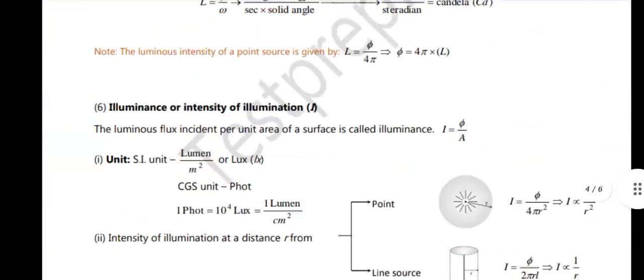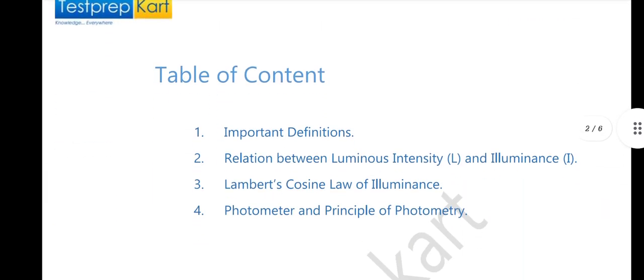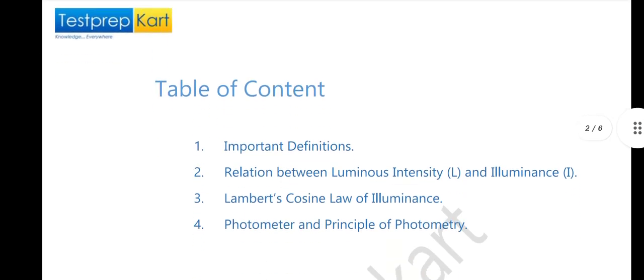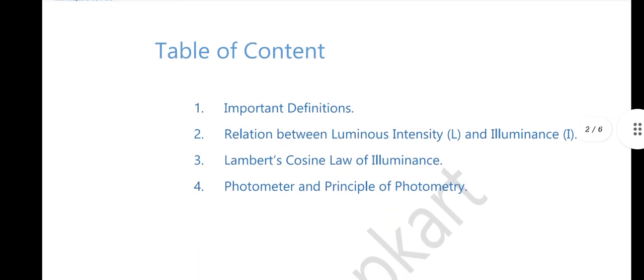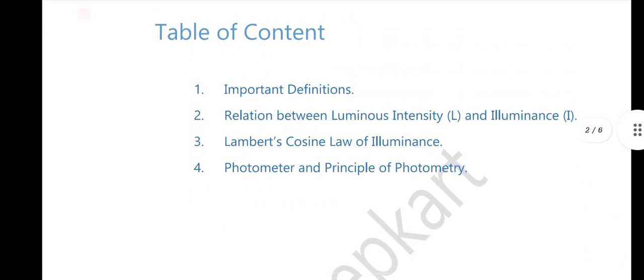So okay friends, this was your chapter on photometry. I have explained all the concepts, formulas, solid angles, luminous flux and many other formulas. I also explained the relationship between luminous intensity and illuminance, Lambert's cosine law of illuminance, and also the photometer and the principle of photometry.